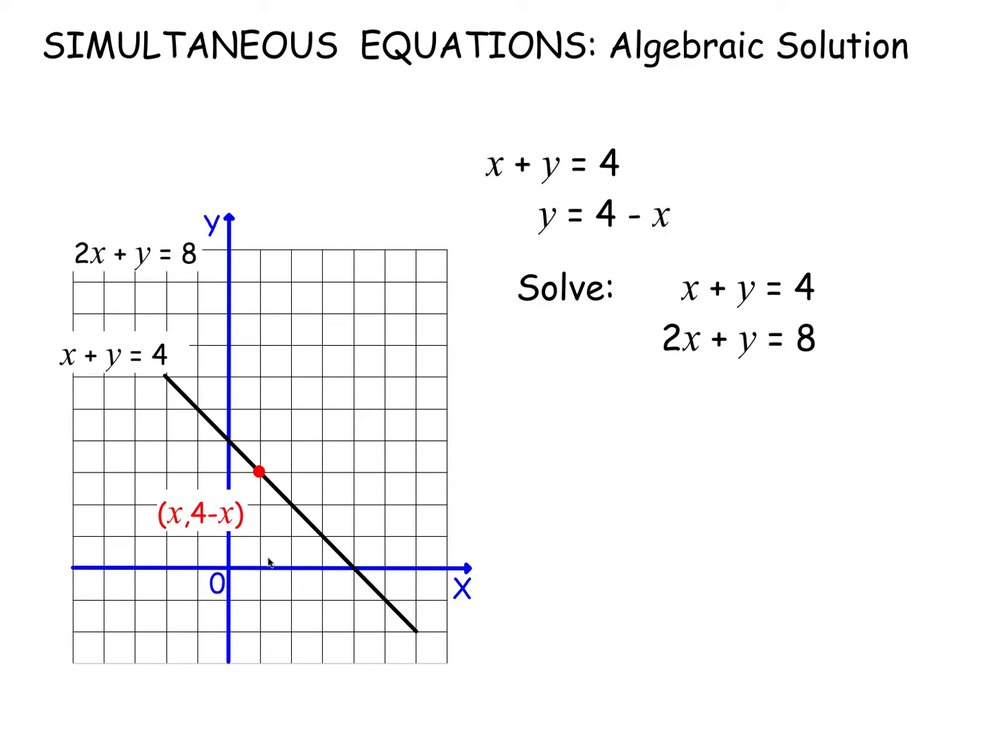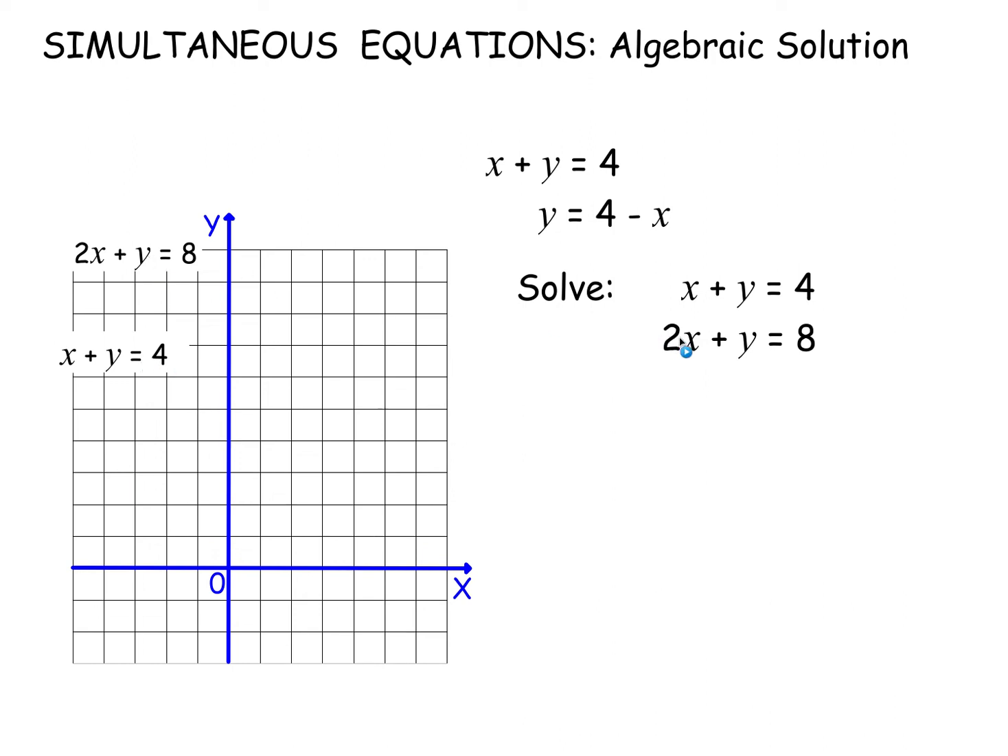So for example, here, at this position, the x coordinate is 1. The y coordinate is 4 minus 1, 3. If I move that to here, the x coordinate is 0. The y coordinate is 4 minus 0, 4. That's the point 0, 4. Here the x coordinate is negative 1. The y coordinate is 4 minus negative 1, that is 5. There it is, it's the point negative 1, 5. So every point in that line in general fits this description: x, 4 minus x.